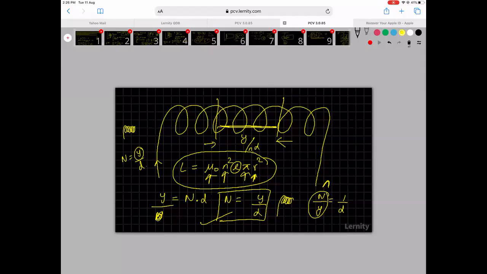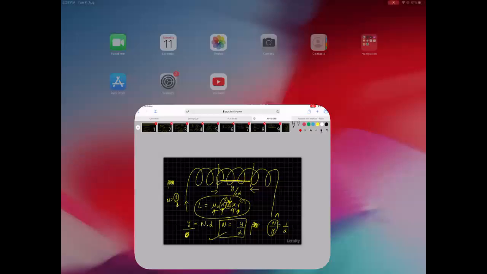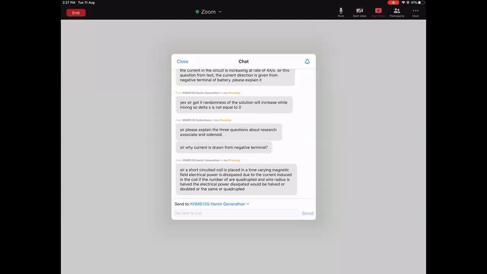Otherwise I feel that if you cannot assume that the wires are next to each other, you can't do this question. So the data is missing. So that L value has to be given, so that you are able to assume how many N's are required. Yeah, so that I have explained to you.